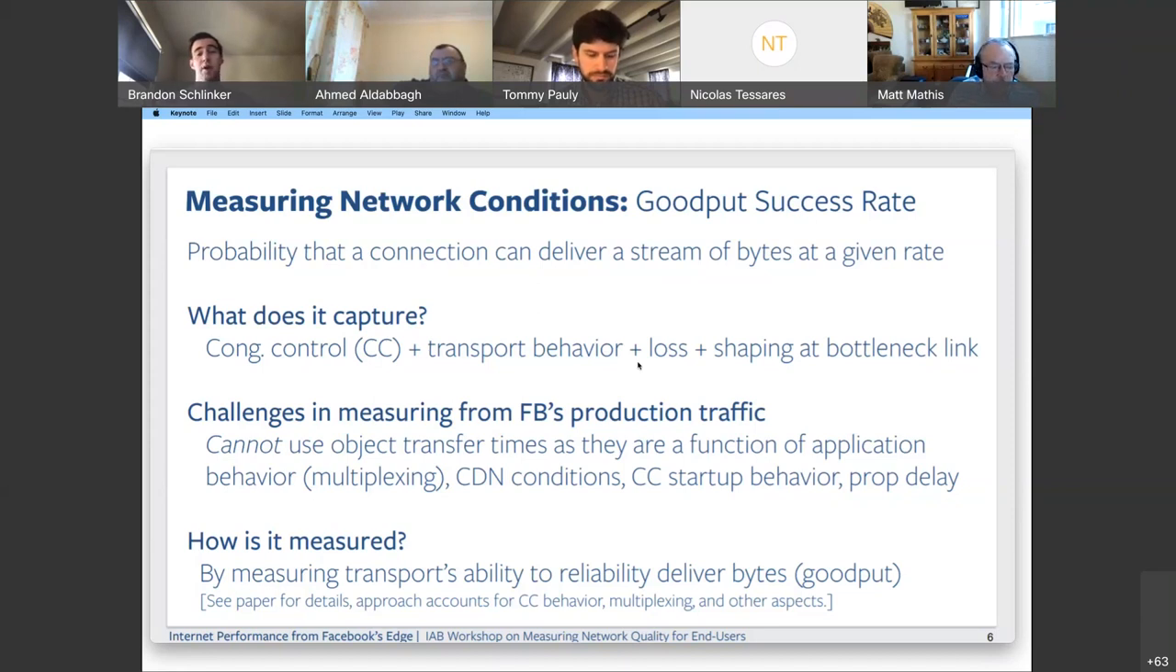again. So the way we measure this is, again, at the server side. For each of these connections in an aggregate, we're looking at how quickly can the transport deliver bytes when those bytes are available to be sent to the user or to the client. And that becomes our measurement of good-put.